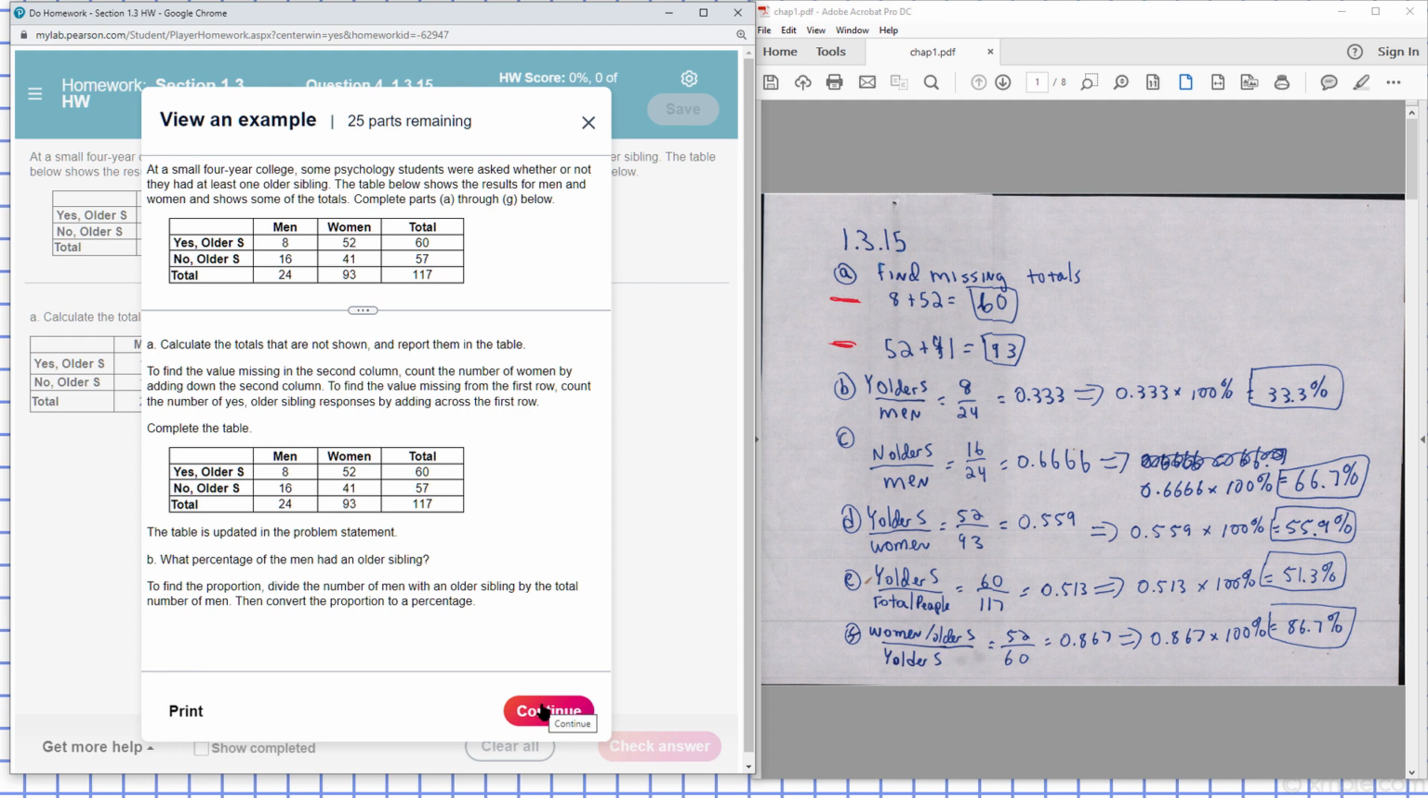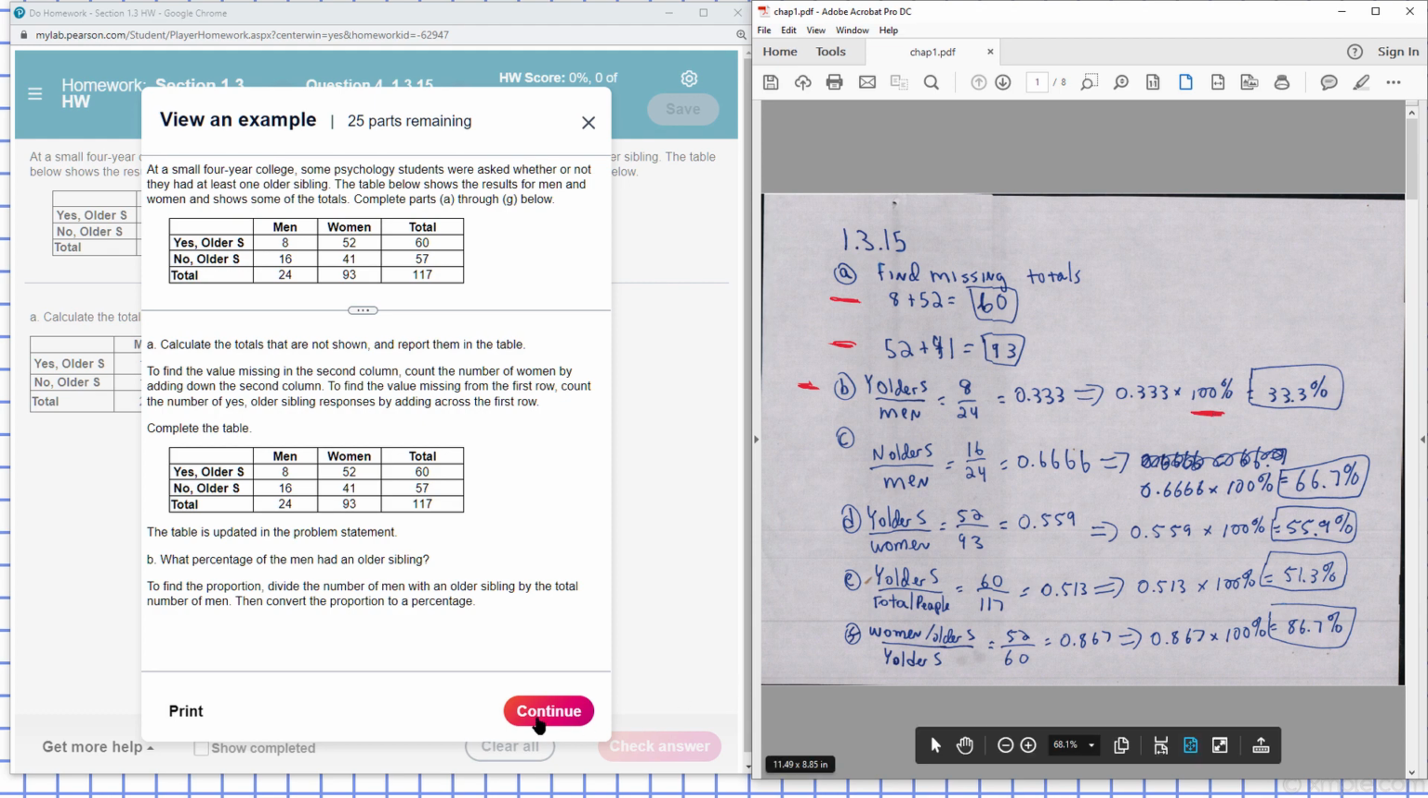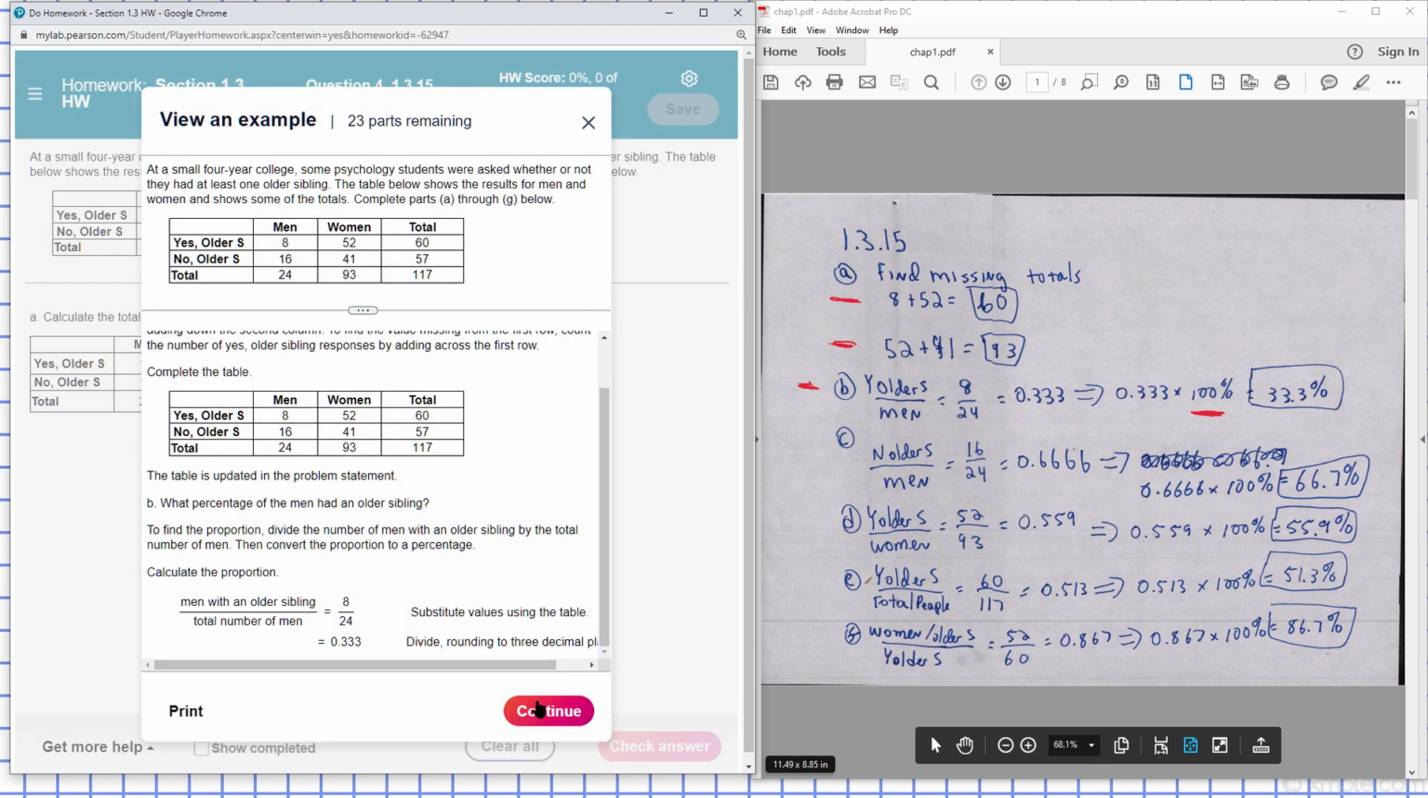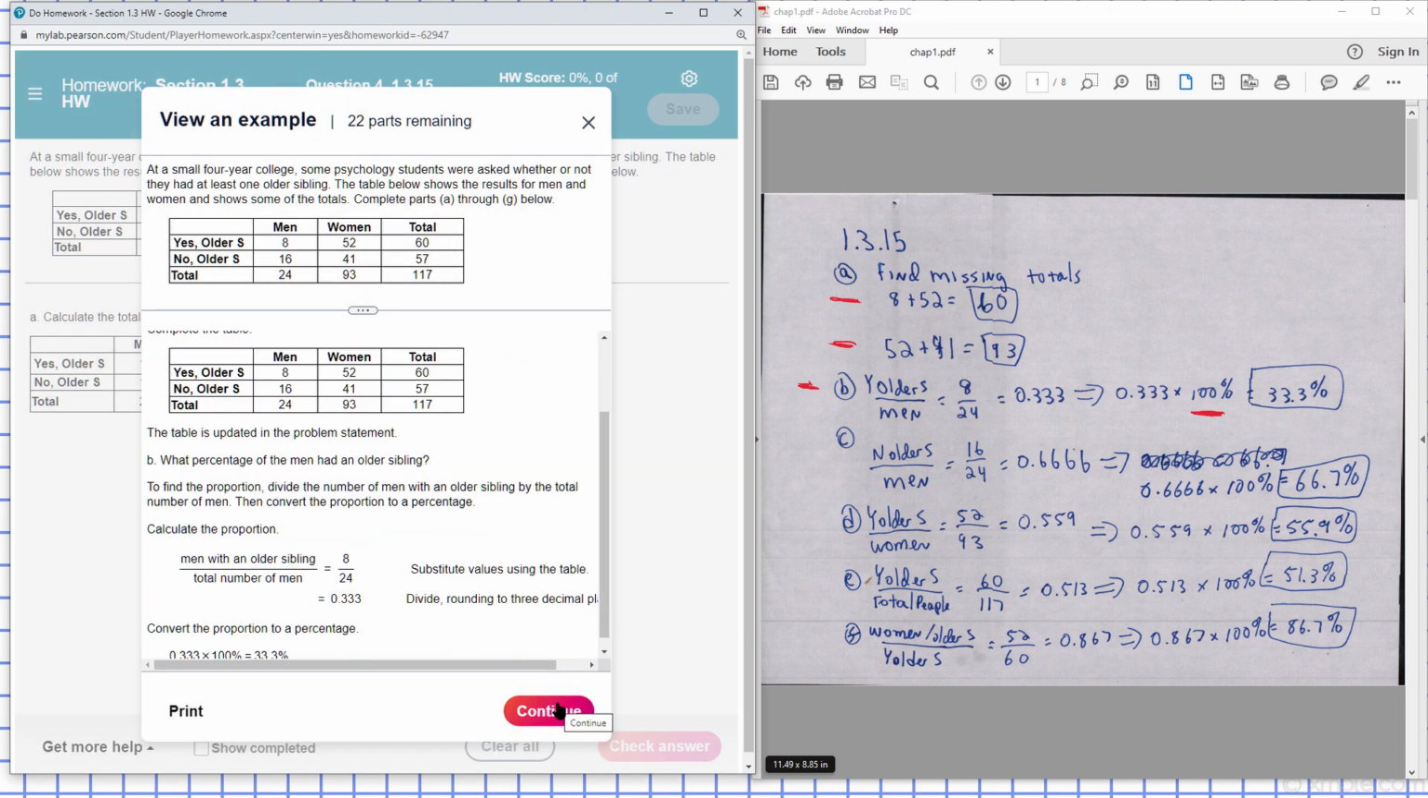And what percentage of the men had an older sibling? So looking at part B here, they had an older sibling, and it's a man. You look at the table, men, older sibling, yes, is 8. The count is 8 over 24. So we can divide that and get our decimal form, to 3 places. We multiply it by 100%, which gives us our percent there, 33 1/3%.